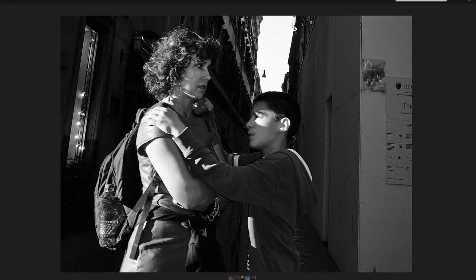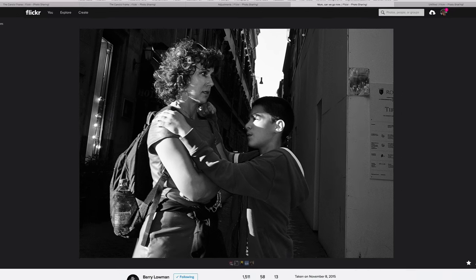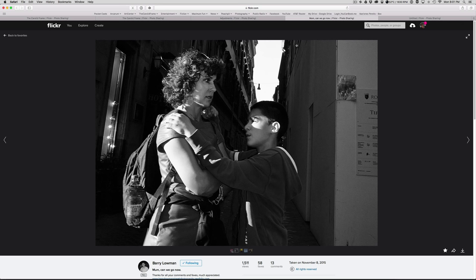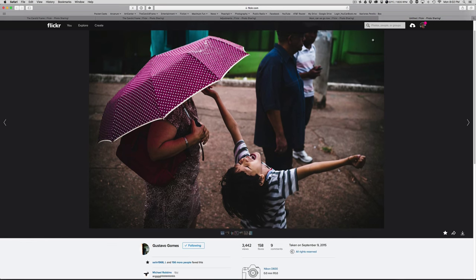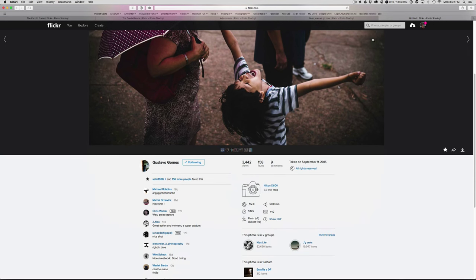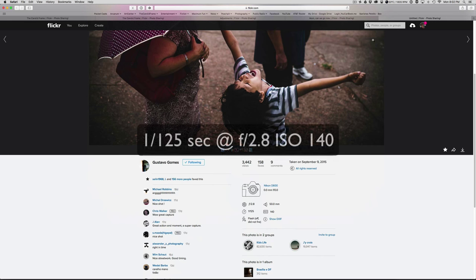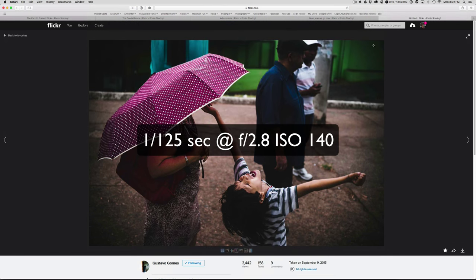Let me start getting closer and closer to see whether or not I might be able to pull a gem from all of this. I know a lot of people don't feel comfortable doing that, but for me, that's one of the things that I'm trying to do to challenge myself to make really interesting photographs that are not par for the course. Now here's Gustavo Gomes. He shot this with a Nikon D600 at 1/25 of a second, f/2.8 at ISO 140.